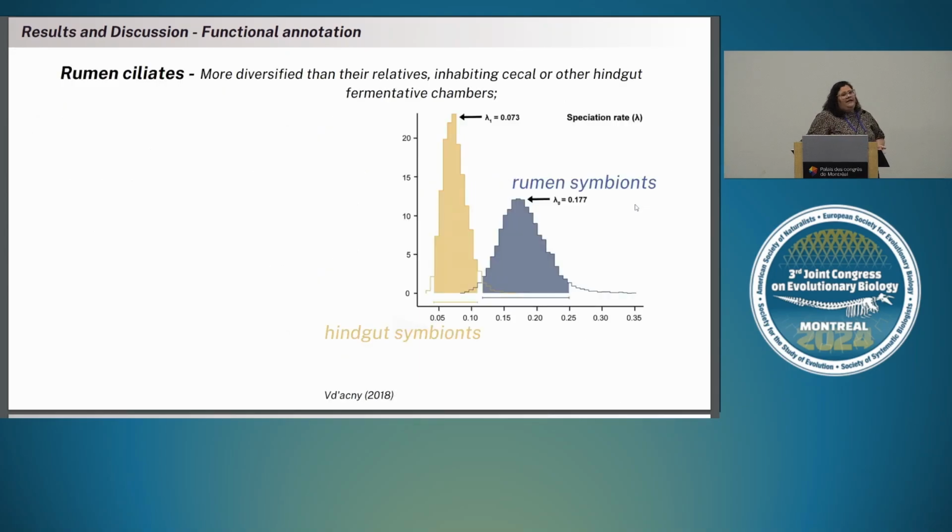And the rumen ciliates, as the ruminants, are also considered more diversified than the relatives inhabiting the cecum and other hindgut fermentation chambers, as we can see in this graph, showing the differences in speciation rates between hindgut symbionts and rumen symbionts.